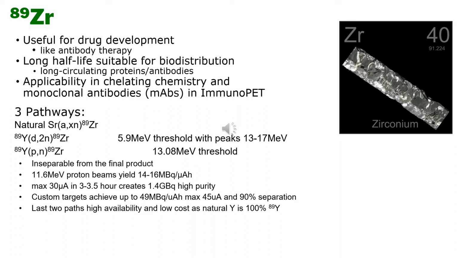Zirconium-89 has 3 cyclotron production pathways, as shown here. In all 3 production methods, the natural element is used as a source target.